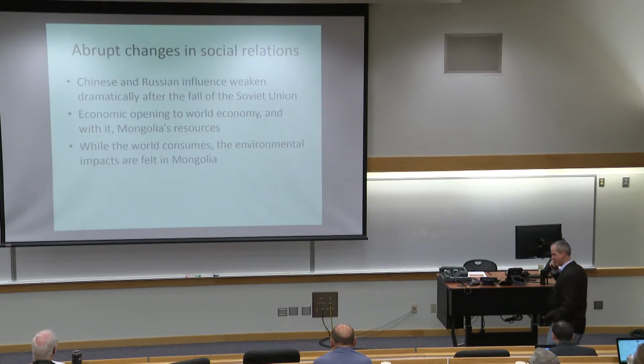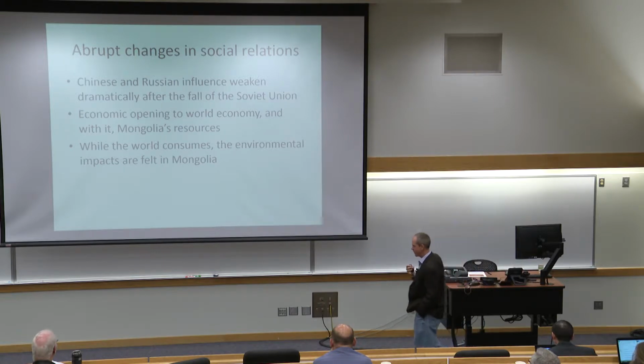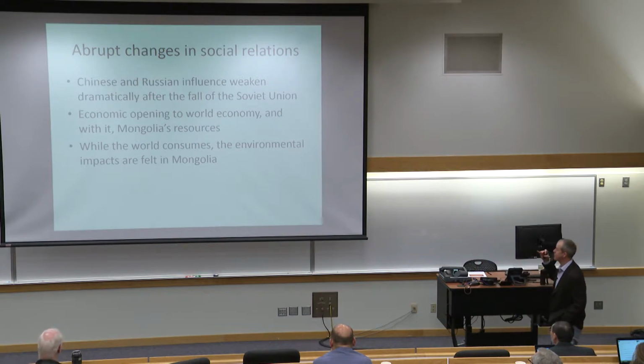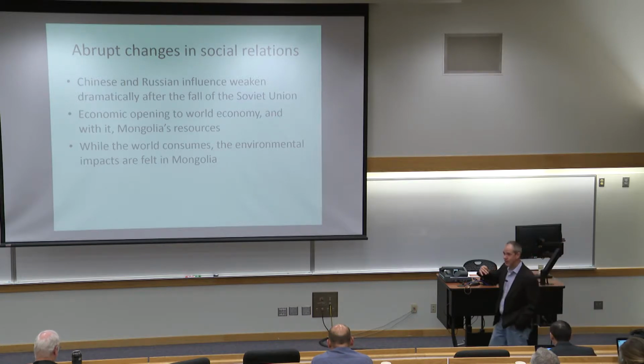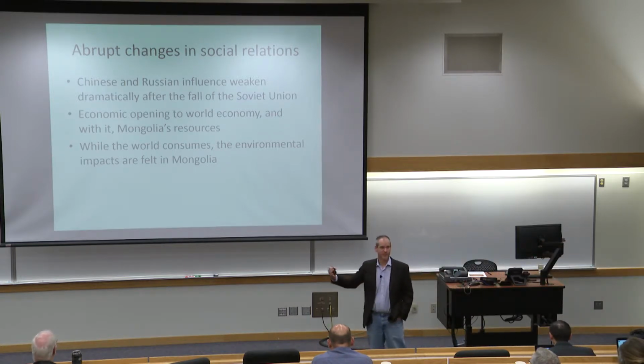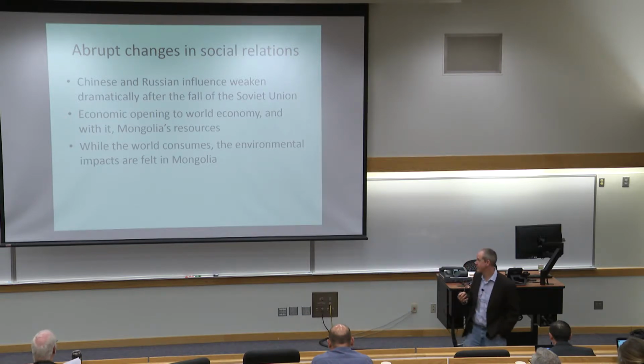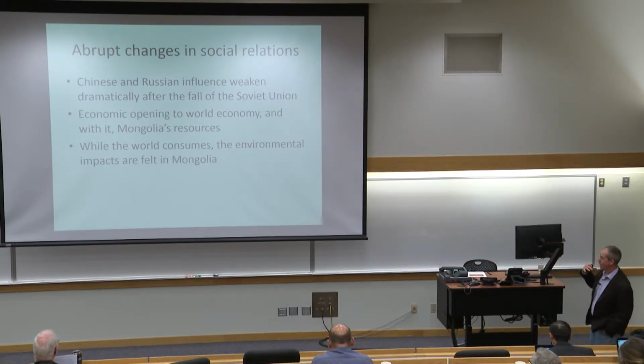And this traditional lifestyle of Mongolia, of nomadic living, is under threat today. The Chinese and Russian influence really weakens dramatically after the fall of the Soviet Union. Mongolia begins to open up like never before to the world economy, and with it, what else opens up to the world? Mongolia's natural resources, which I'll be talking about. And while the world consumes those resources, the environmental and social impacts, of course, are not felt everywhere. They're felt only in Mongolia.